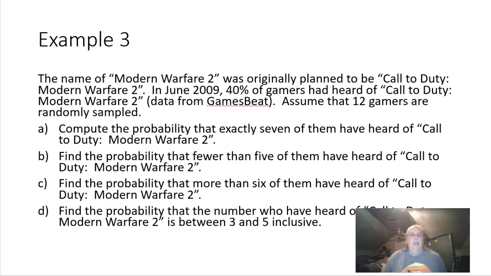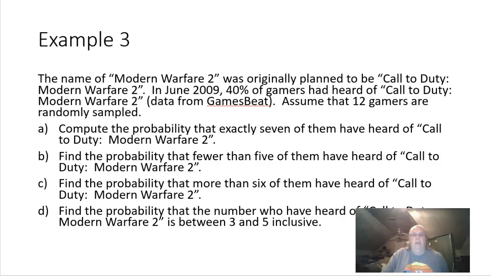Example 3. The name of Modern Warfare 2 was originally planned to be Call of Duty Modern Warfare 2. In June 2009, 40% of gamers had heard of Call of Duty Modern Warfare 2. The data comes from GamesBeat. Assume that 12 gamers are randomly sampled. A. Compute the probability that exactly 7 of them have heard of Call of Duty Modern Warfare 2.